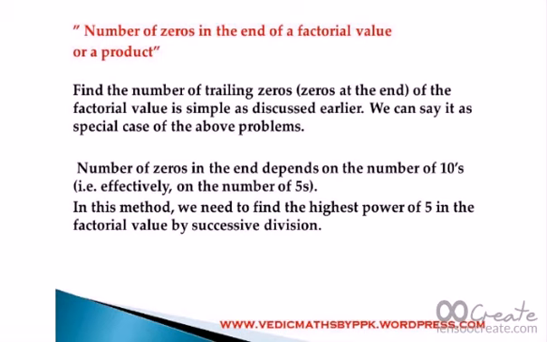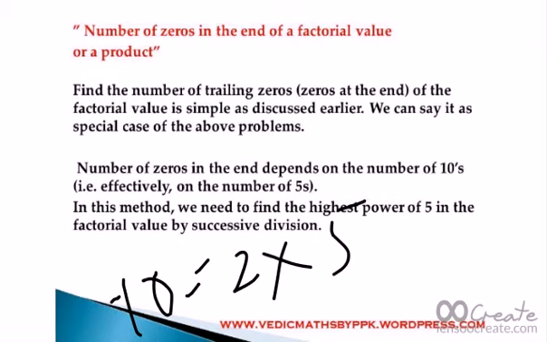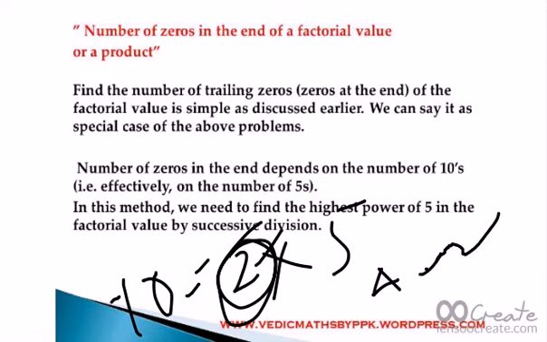Now let's move into another concept: finding the number of zeros at the end of a factorial value or a product given. We all know that a zero can be formed only when 5 and 2 are multiplied. When we get the pairs of 2 and 5, we get 10. Since 2 is a much smaller number, and 4 can be expressed as 2 squared, effectively we only take the 5. In this method we need to find the highest power of 5 in the factorial by successive division.